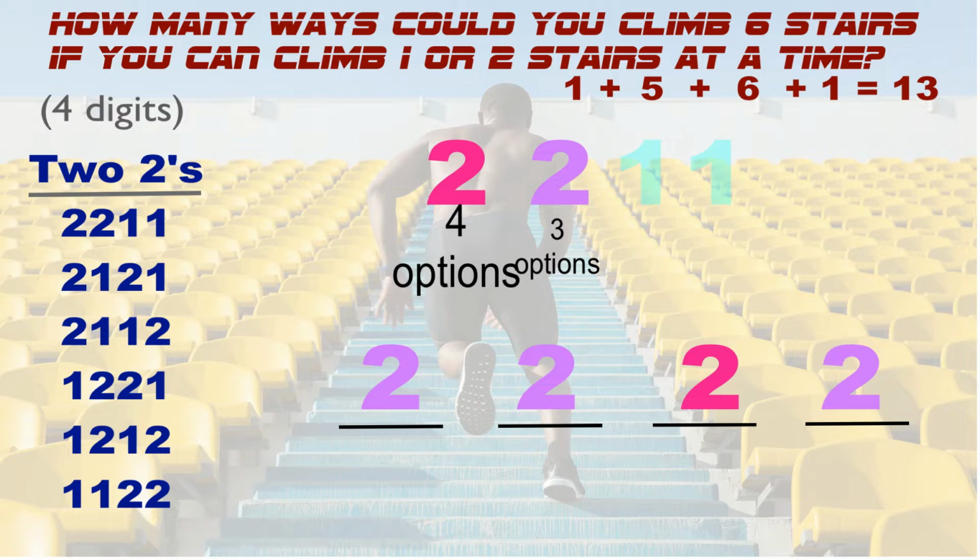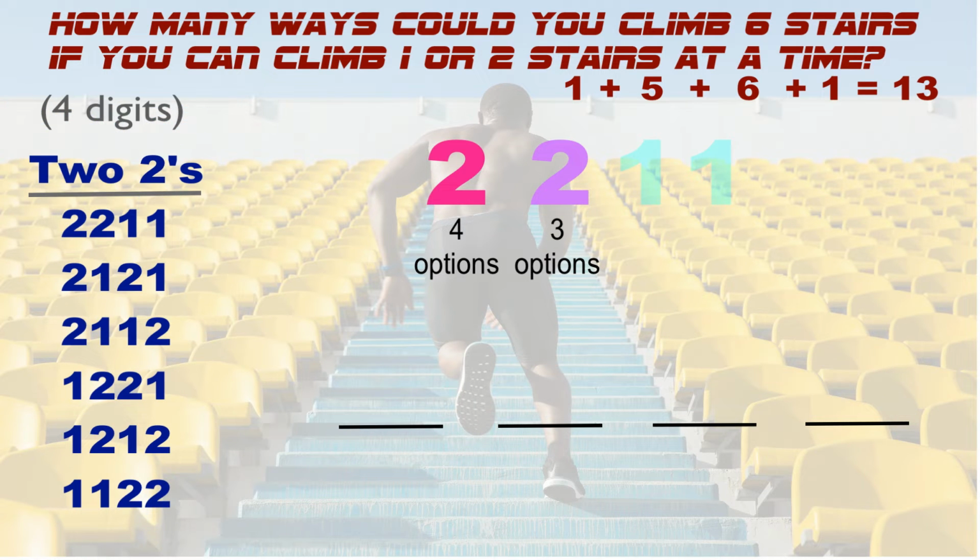So you might think there should be 4 times 3 or 12 items listed in this column. But there's not, because the 2 2s are indistinguishable. So for example, if we put the first 2 in the second spot and the second 2 in the fourth spot, that would be identical to putting the first 2 in the fourth spot and the second 2 in the second spot. So we have to divide the 12 by the number of ways we can shuffle up the 2 2s.